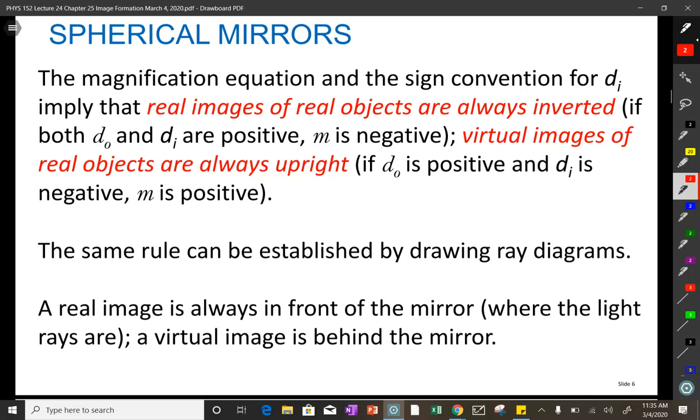But now if I get even closer, now what do you see? Now it's right side up and bigger. If it's right side up, is it real or virtual? It's virtual. Concave ones are the ones used for a makeup mirror.